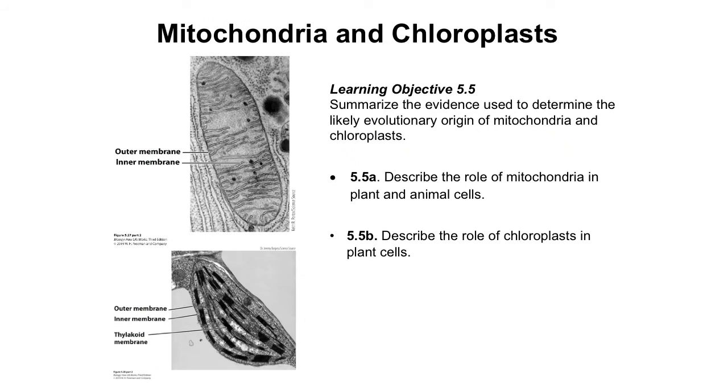The learning objective for section 5.5 is to summarize the evidence used to determine the likely evolutionary origin of mitochondria and chloroplasts. There are two sub-learning objectives for this portion. First is to be able to describe the role of mitochondria in plant and animal cells, and also to describe the role of chloroplasts in plant cells, and of course, understanding these roles within the context of their possible evolutionary origin.